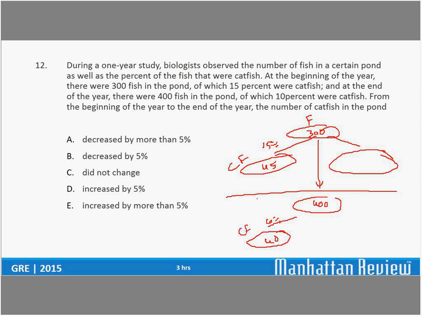From the beginning of the year to the end of the year, it is asking about the number of catfish in the pond. We understood it has decreased. So you can rule out C, D, and E, which are not change and increase. In A and B, pick one option and tell me which one could be the right answer.